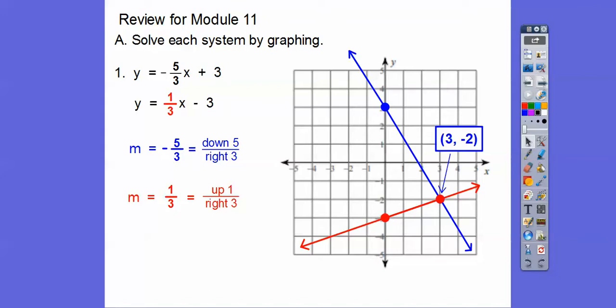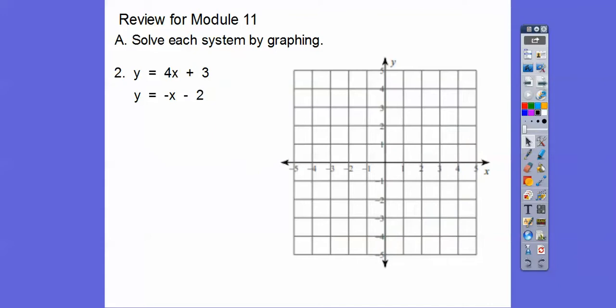Okay, easy enough. All right, let's try this one. Same thing. Let's go up to the +3 there. There's my +3, and this one's slope is 4, which is 4/1, which means go up 4 to the right 1. Well, look at this graph.